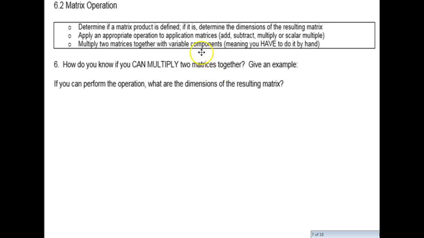Alright, how do you know if you can multiply 2 matrices together? Well, remember dimensions are rows by columns.